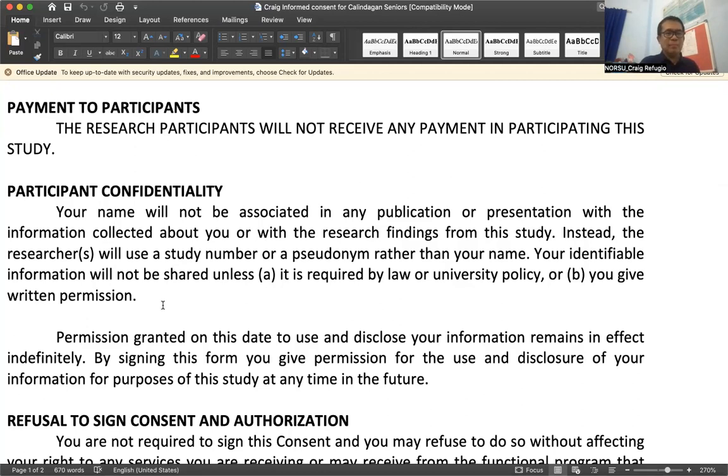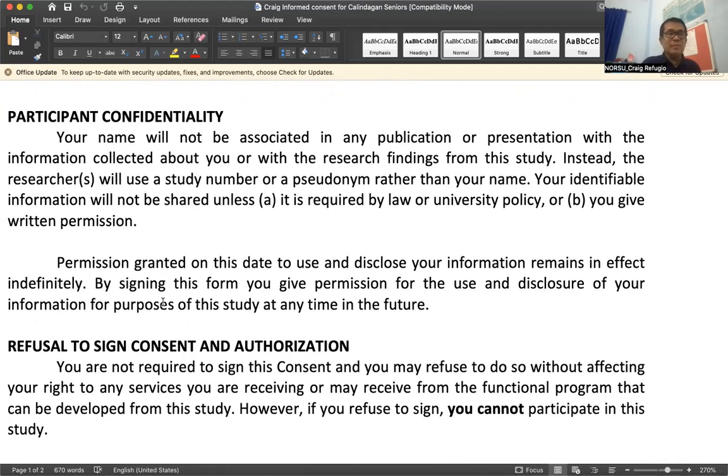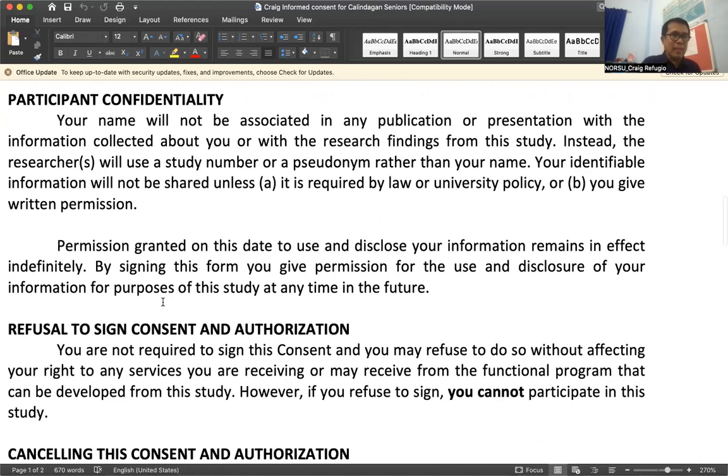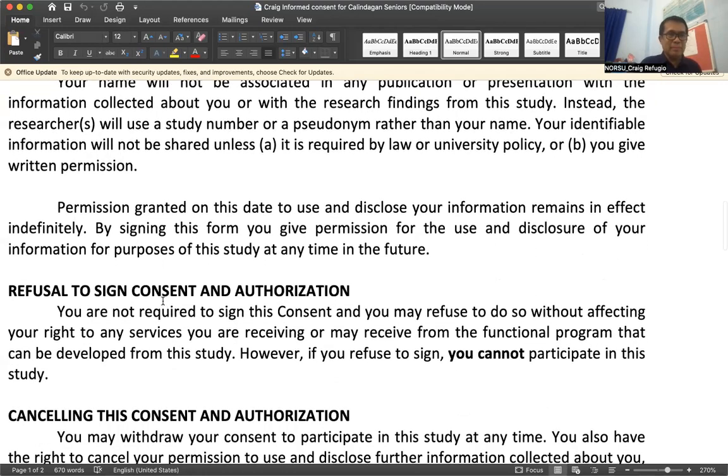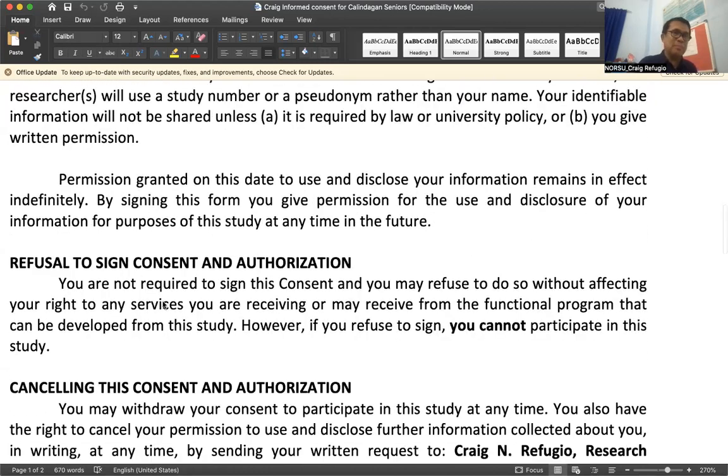Your identifiable information will not be shared unless, letter A, it is required by law or university policy, or B, you give written permission. Permission granted on this day to use and disclose your information remains in effect indefinitely. By signing this form, you give permission for the use and disclosure of your information for purposes of this study at any time in the future. So that's all about participant confidentiality.